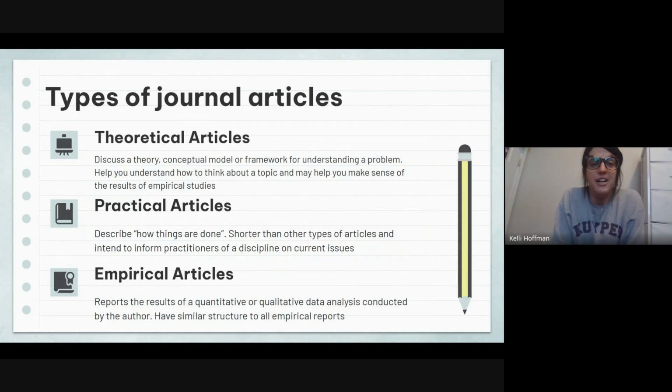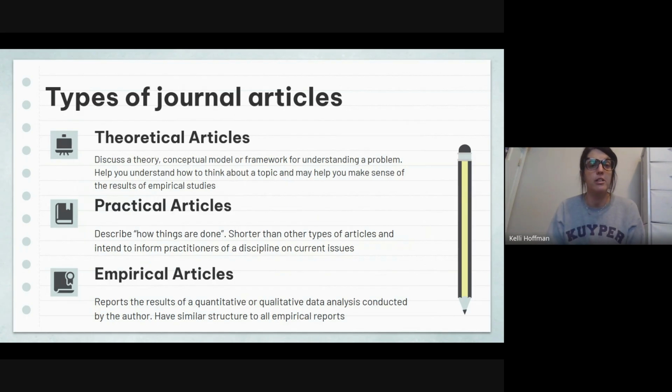Okay, so theoretical articles discuss the theory, concept, framework, or understanding of our problem. This helps you understand how to think about a topic, and it may help you make sense of the results of an empirical study. It's orienting you to a certain idea and giving you information.